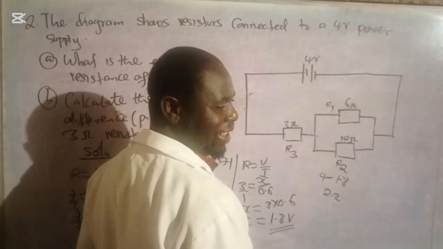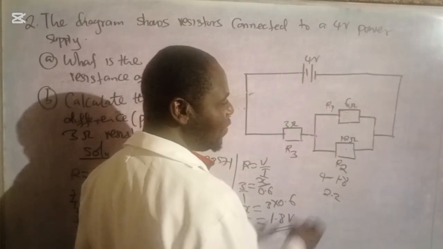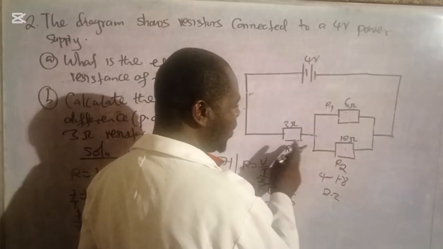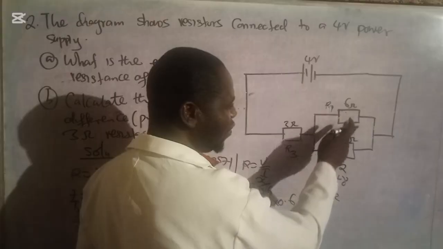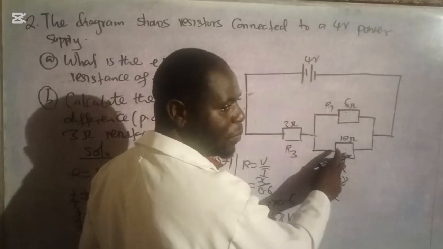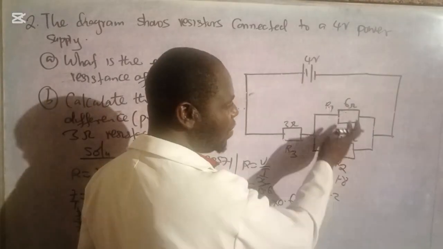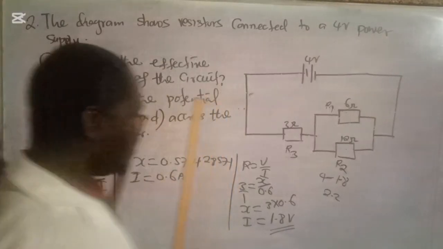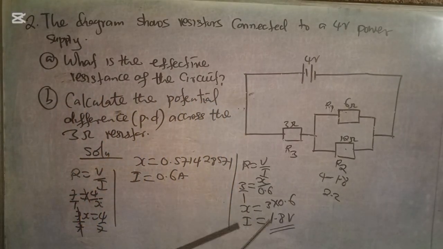The voltage here and here is equal because it is in parallel. So the voltage here is 1.8, and here it is 2.2. Clear? So the answer for B is 1.8 volts.